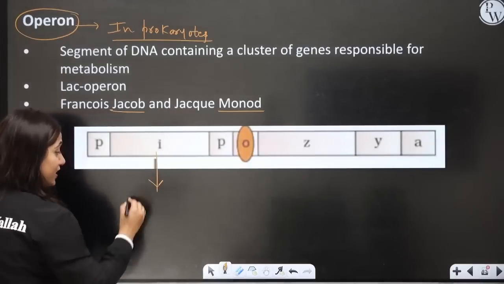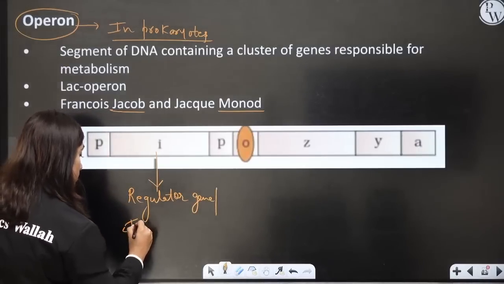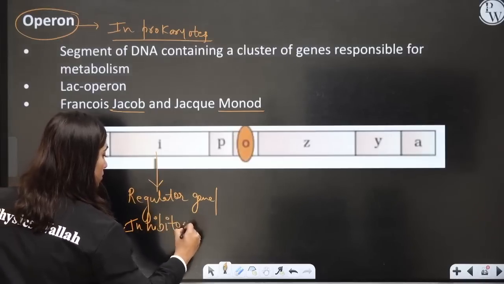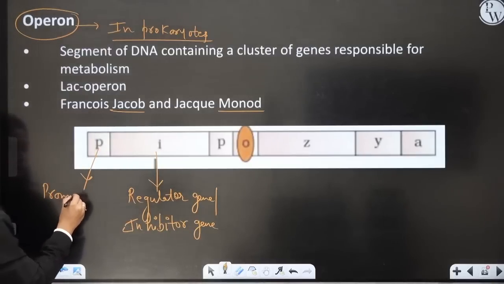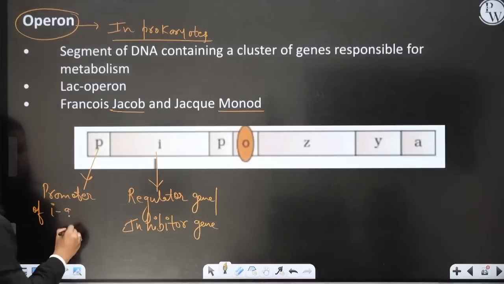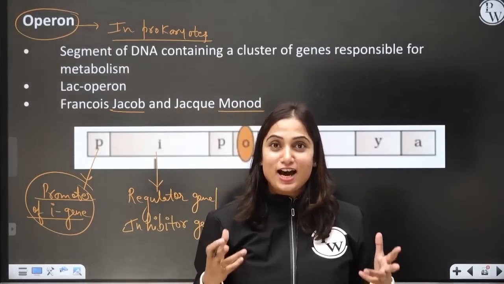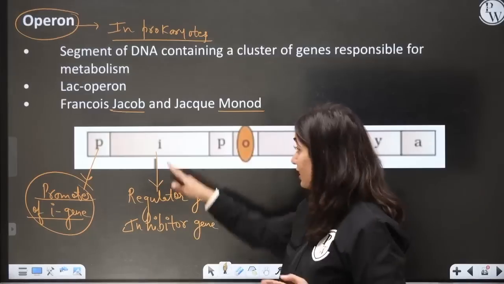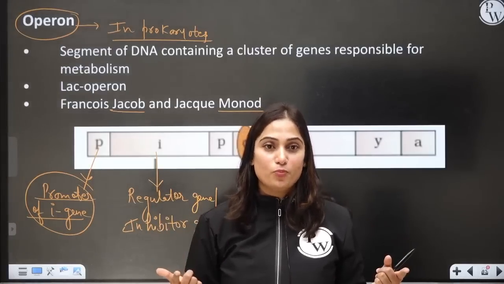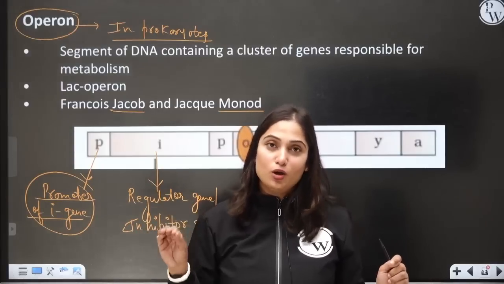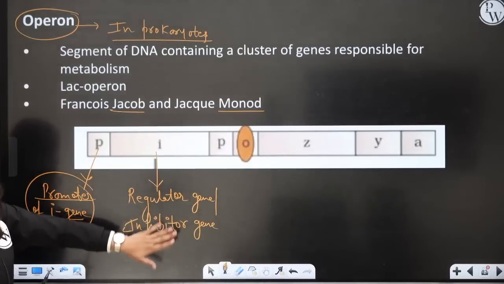First is the regulator gene, or the inhibitor gene. This is the promoter of the I gene. What is the function of this I gene? The I gene forms a protein. The I gene in this operon is a constitutive gene. Constitutive genes are those which are always open. The regulatory gene always expresses itself and always forms a protein, that is a repressor protein. And this is the promoter of the I gene, which is responsible for the transcription of the regulator gene.